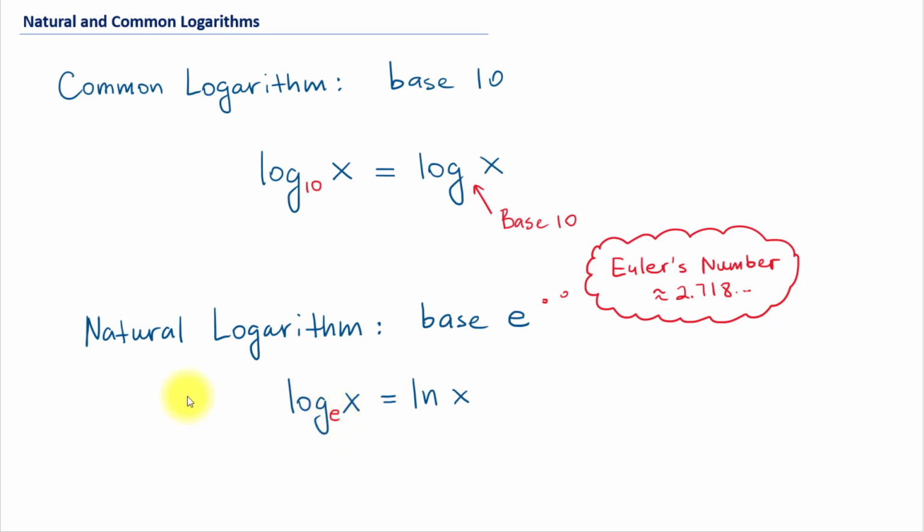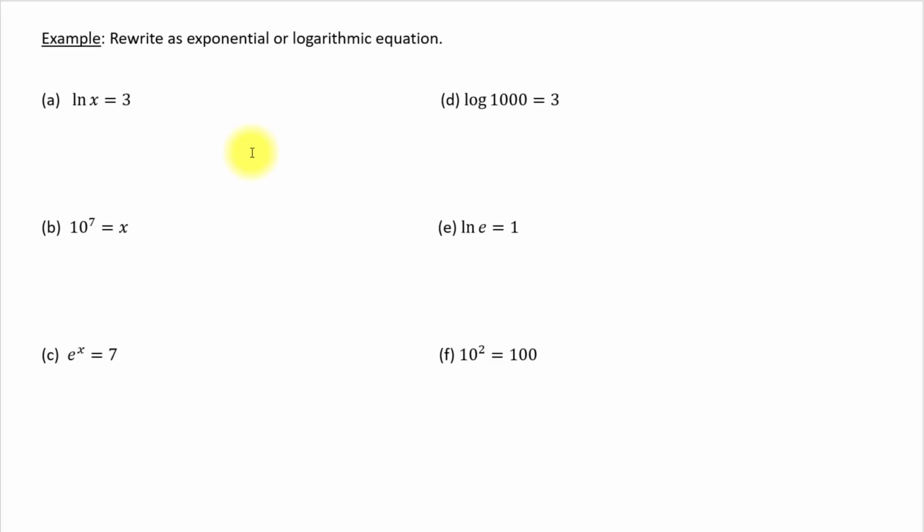Let's practice notation for both common and natural logarithms. In this example, we need to rewrite each expression as exponential or logarithmic equation. For example, the first one is ln of x equals 3. This equation is written in logarithmic form. So we want to rewrite it using the exponential form. For that, I have to take the base of this logarithm, which is e, raise it to the power. Remember, logarithm always equals the power. That's 3. And set it equal to what stands inside the logarithm, which is x. e to the power 3 equals x. That's an equivalent exponential form.